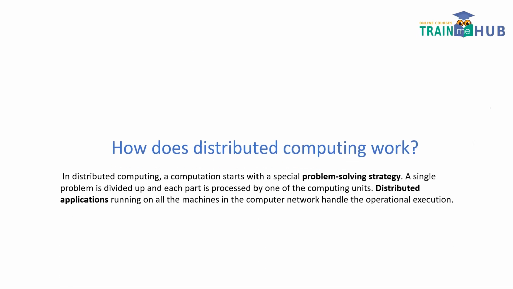In distributed computing, a computation starts with a special problem-solving strategy. A single problem is divided up, and each part is processed by one of the computing units. Distributed applications running on all the machines in the computer network handle the operational execution. Let's take an example that will help you understand how distributed computing works.